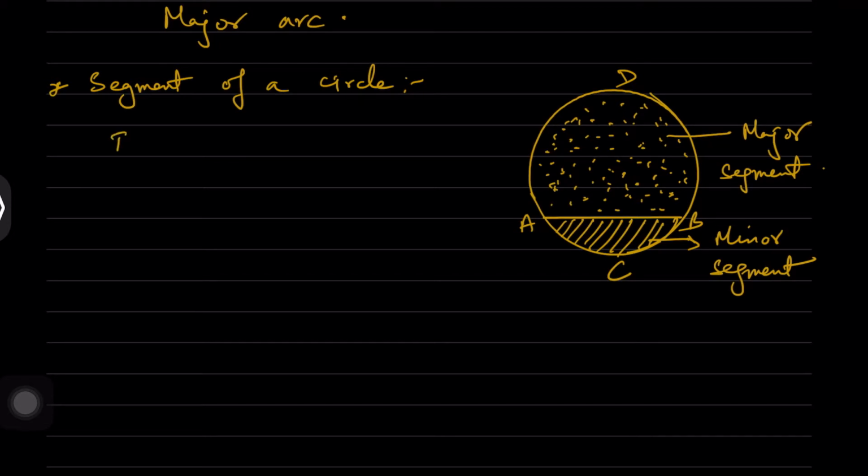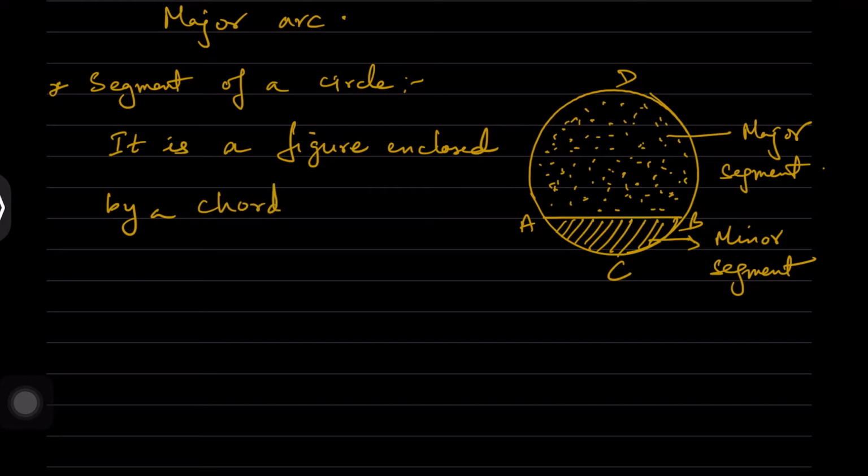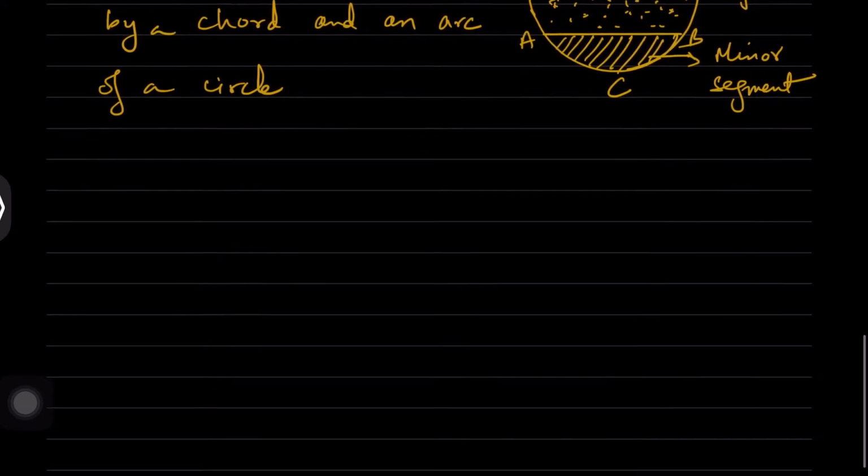So a segment of a circle is nothing but a figure enclosed by a chord and an arc of a circle. You know that AB is a chord. Here the arc of the circle is ACB and AB is the chord. So ACB plus AB will give you your minor segment, and AB with BDA will give you the major segment, that is the dotted part of the circle.